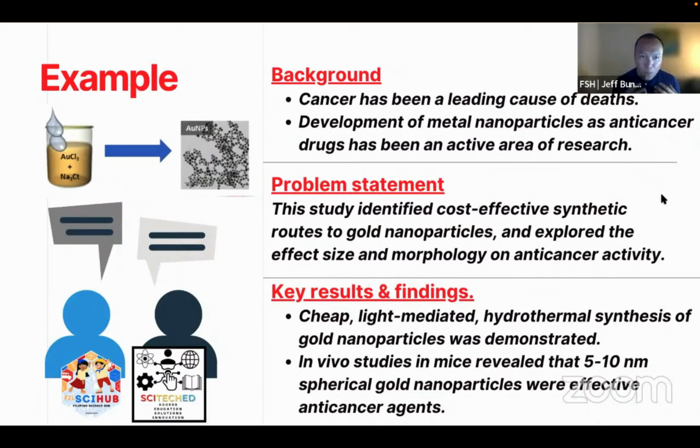And we were successful in establishing a cheap and light-mediated synthesis of gold nanoparticles in water, and our in vivo studies in mice revealed that 5 to 10 nanometer spherical gold nanoparticles were effective anti-cancer agents. So yun, tapos, within a minute or two, na-deliver mo. Dapat po ganyan yung abstract.